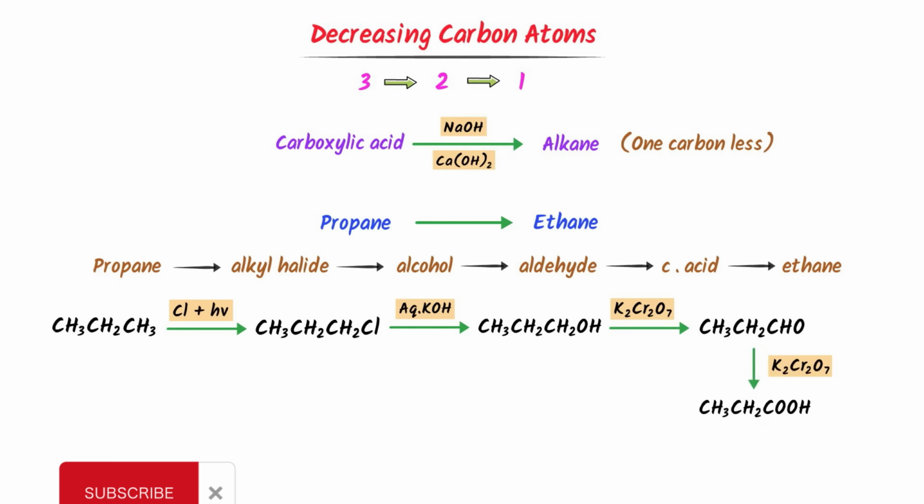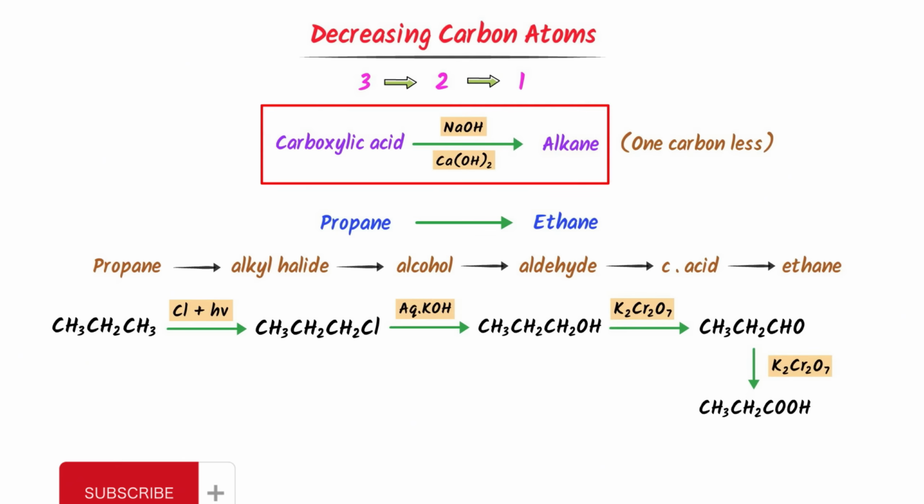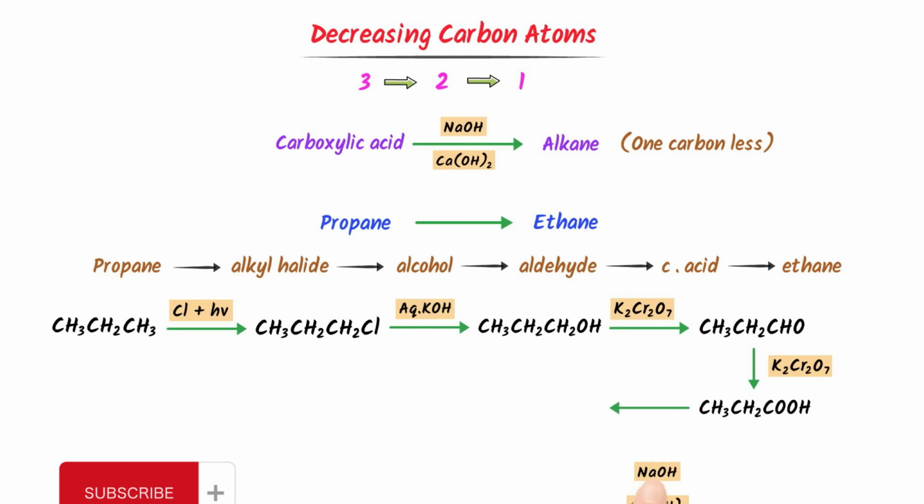I add oxidizing agent to it. I get propanoic acid. Now according to this conversion, if we add soda lime to carboxylic acid, we get alkane having one carbon less than carboxylic acid. Thus I add soda lime or mixture of sodium hydroxide and calcium hydroxide. Now there are 3 carbons in propanoic acid. I get alkane which has only 2 carbons. Hence this is ethane.